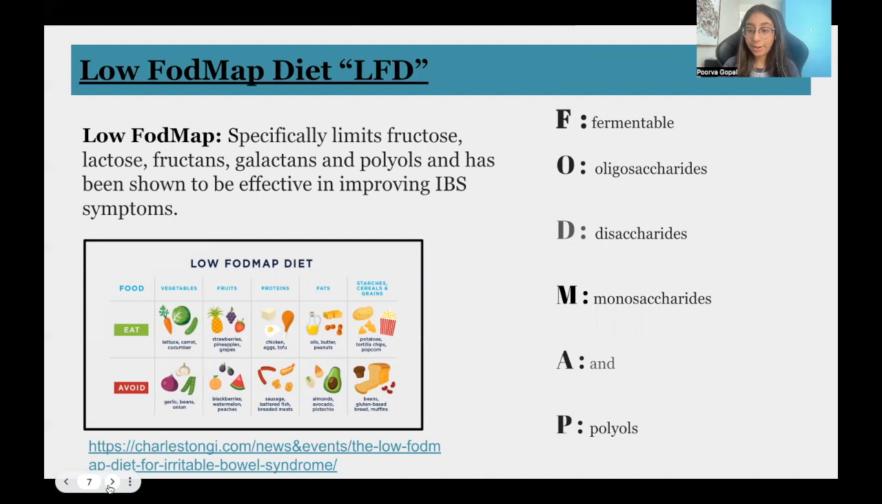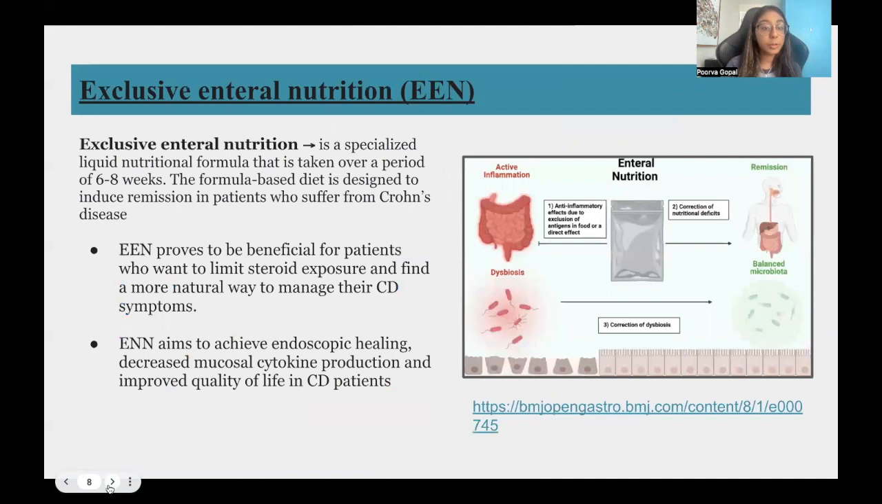Exclusive enteral nutrition. This diet is a specialized liquid nutritional formula that is taken over a period of 6 to 8 weeks. And this formula-based diet is designed to induce remission in patients who suffer specifically from Crohn's disease. This diet proves to be beneficial to those who want to avoid medication, such as steroids. It aims to achieve endoscopic healing, decrease mucosal cytokine production, and improve the quality of life in most Crohn's disease patients.